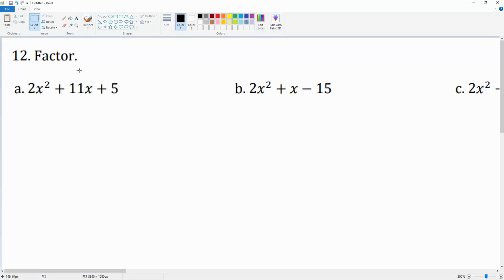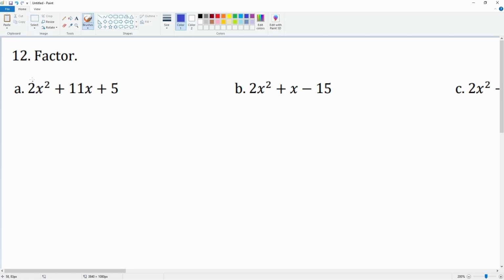Number 12. Here we are looking to just factor. Factor means to just break it down into linear parts. All right. So here we have 2x squared plus 11x plus 5. We're going to do our dash method here.